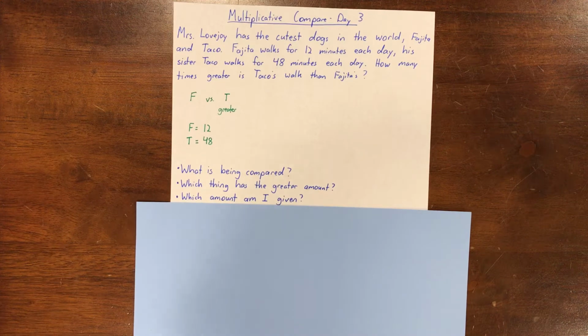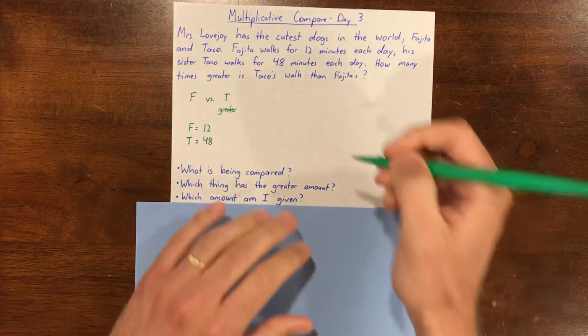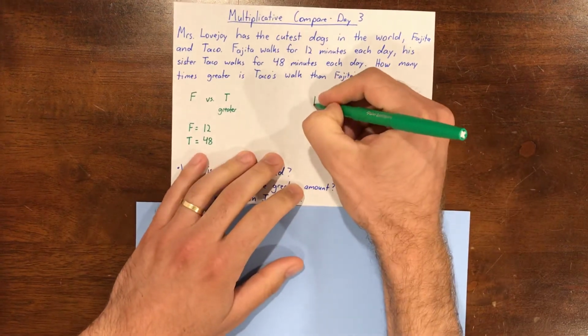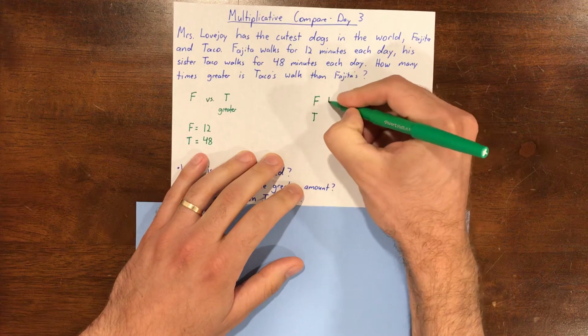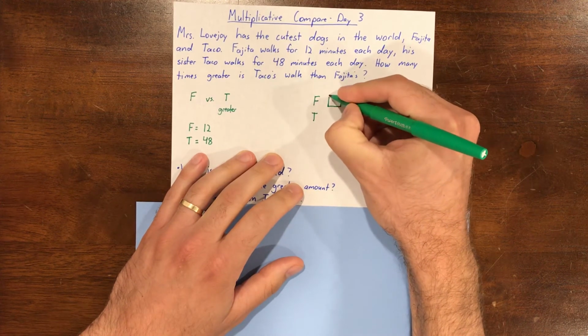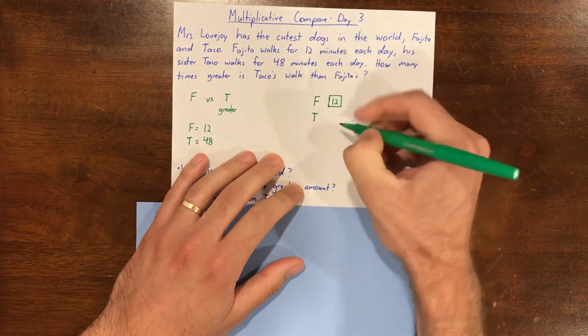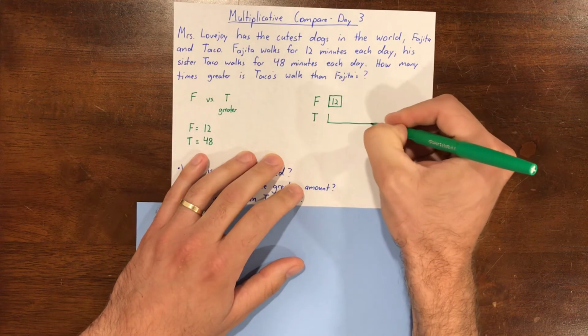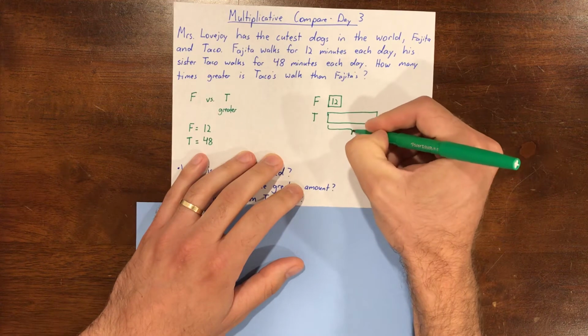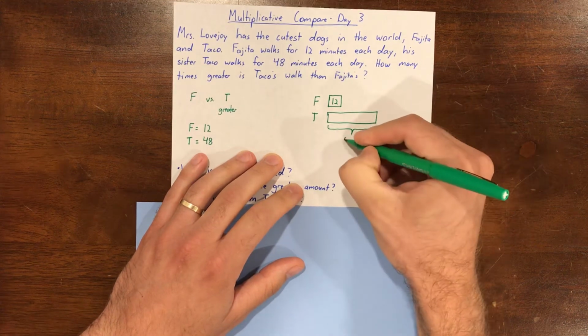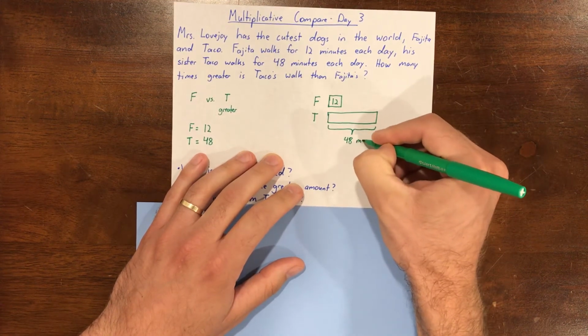Say it out loud. Yeah, it's interesting. We could put F, right, for fajita and T for taco. For fajita, we could put a group of 12. And then for taco, well, we could show that his walk is 48 minutes because we know that.